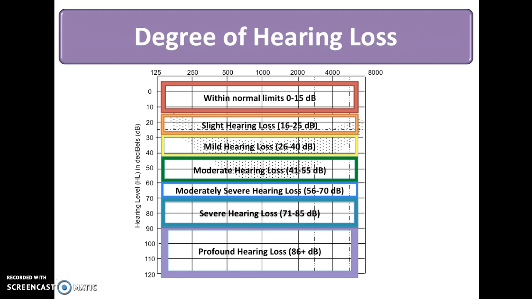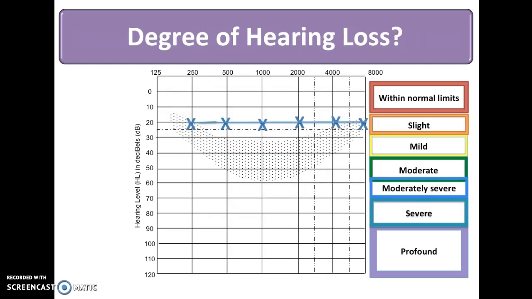So let's look at some examples. We've moved our degrees of hearing loss over to the right side of the screen. And on the audiogram, we can see a series of X's. Again, X's represent the left ear air conduction thresholds. And these left ear air conduction thresholds indicate that a slight hearing loss is present.